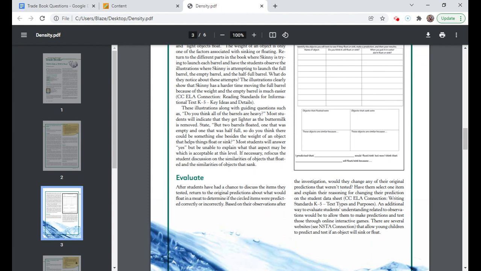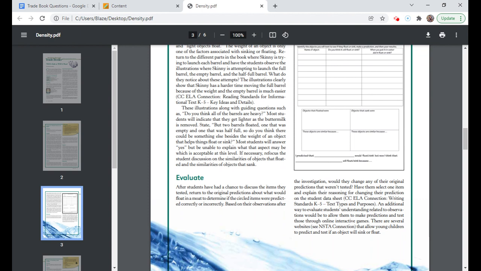For the evaluation, students have had a chance to discuss the items they tested. They'll go back, and in the worksheet there's a portion where they predicted one would float or something would sink, and they go back on that, like a hypothesis, and see if their hypothesis or educated guess was correct or if it was wrong and why it was wrong.